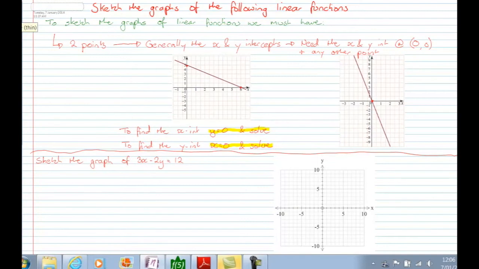Alright guys, so now it's time to have a look at another worked example that covers exactly the same skills as what we've just done, but in this worked example, the linear equation looks slightly different, so let's check it out. Alright, this question says, sketch the graph of 3x minus 2y equals 12.